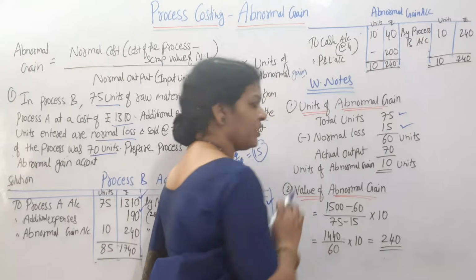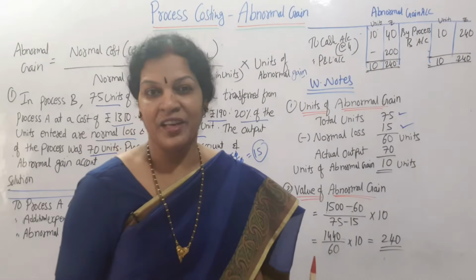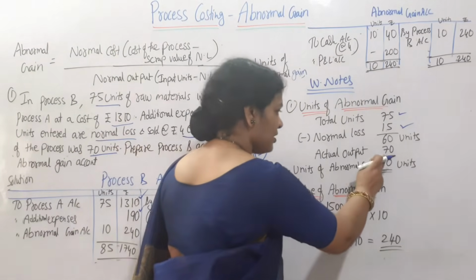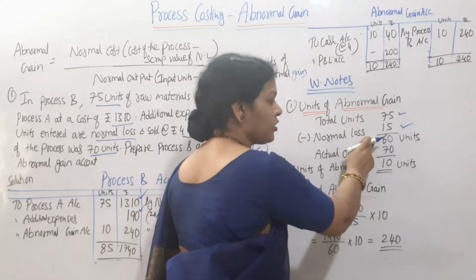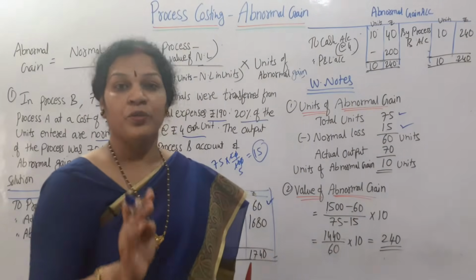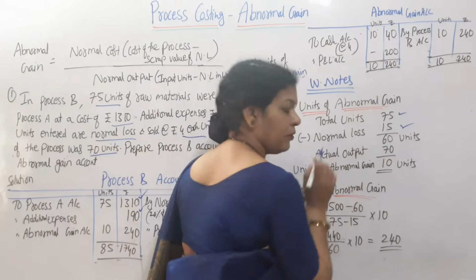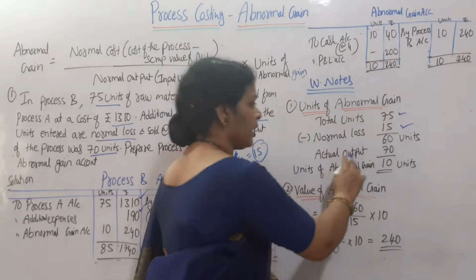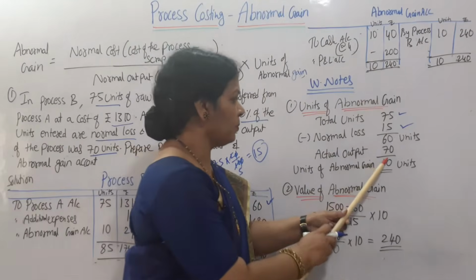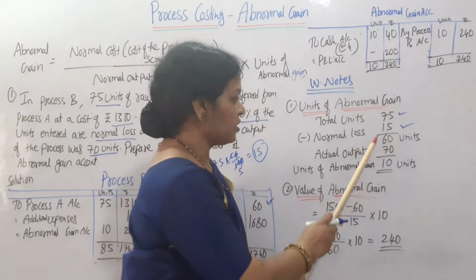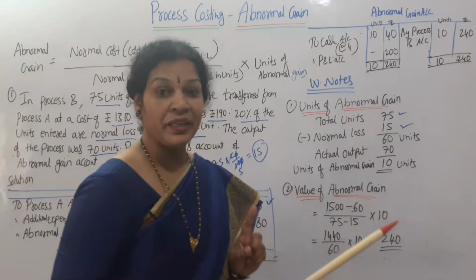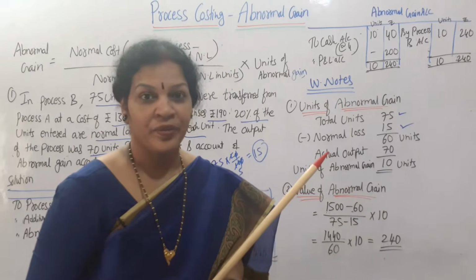If this were less, then it would be abnormal loss. But this output is more than what we are expecting. So that is abnormal gain. So you got abnormal gain of 10 units. This is actual output, 70, minus units 60. So you got abnormal gain. Abnormal gain is identified.